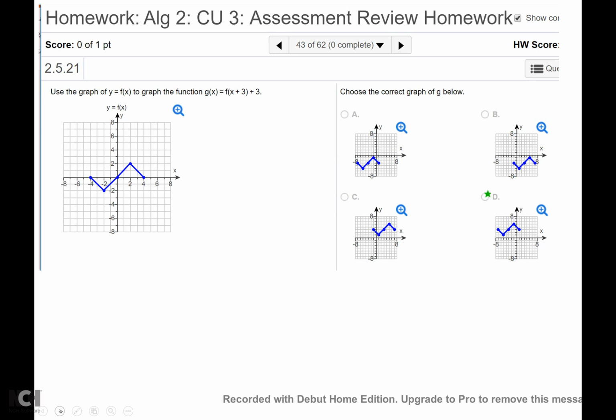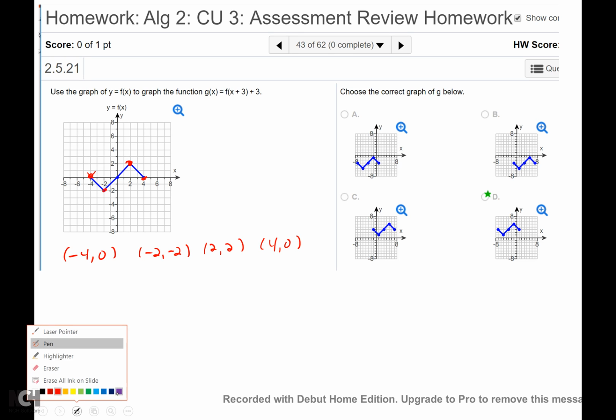Use this graph to graph the function g of x equals f of x plus 3. Well, what you do here is you see how they've pointed out some points for you? You're going to get those ordered pairs. This one is going to be negative 4, 0. This ordered pair would be negative 2, negative 2. This ordered pair would be 2, 2. And this ordered pair would be 4, 0. And then you do what we did when we did our transformations. You look at what the problem tells me to do, and if it's to x, you do the opposite, and if it's to y, you do it.